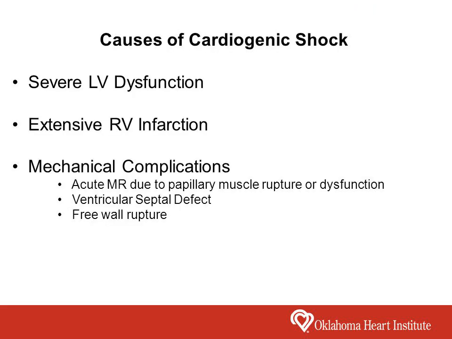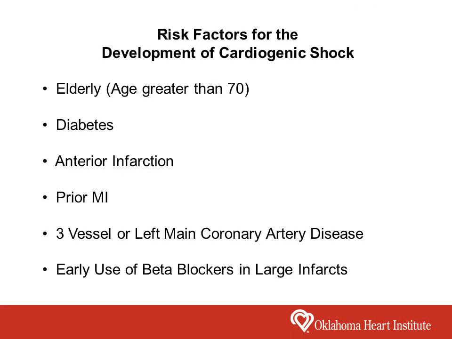Causes of cardiogenic shock: severe LV dysfunction, extensive RV infarction, mechanical complications, acute MR due to papillary muscle rupture or dysfunction, ventricular septal defect, free wall rupture. Risk factors for the development of cardiogenic shock: elderly, age greater than 70, diabetes, anterior infarction, prior MI, 3-vessel or left main coronary artery disease.